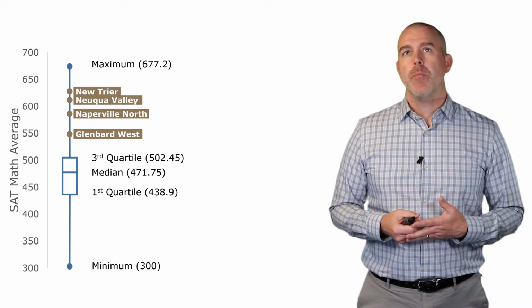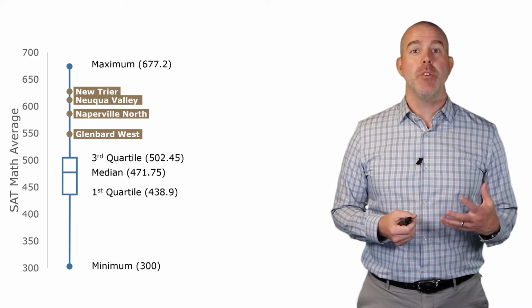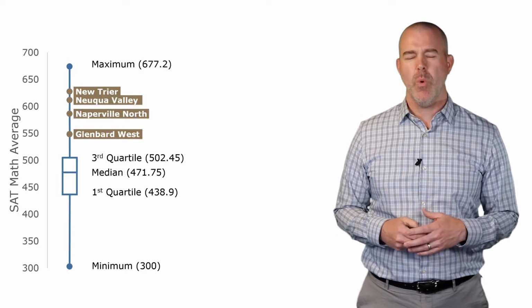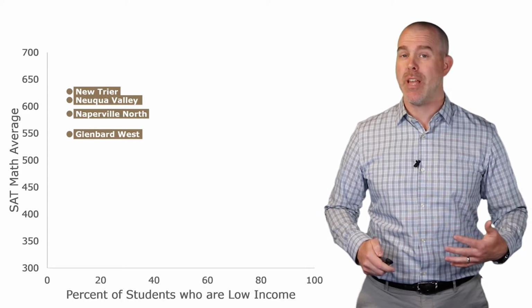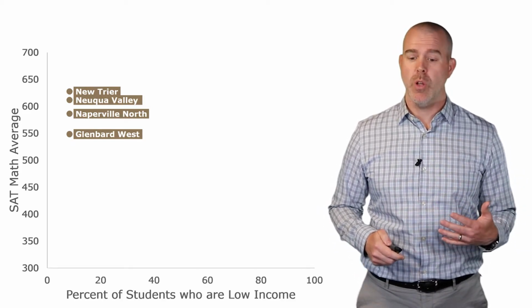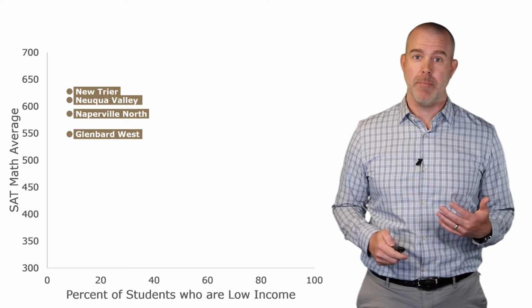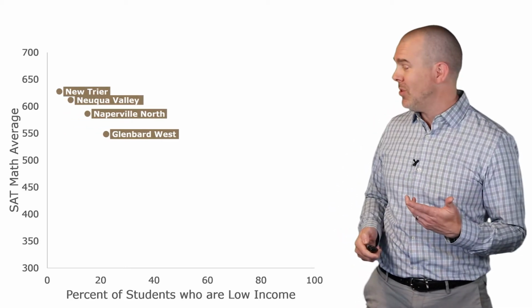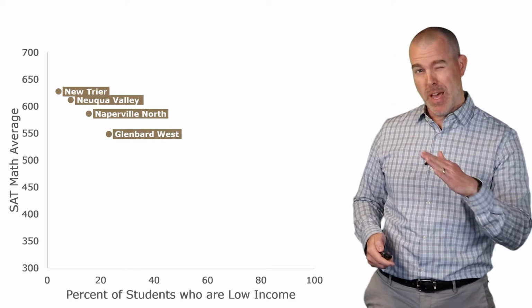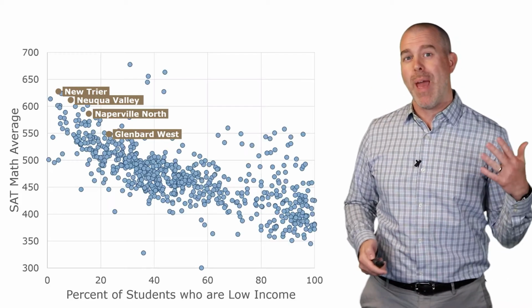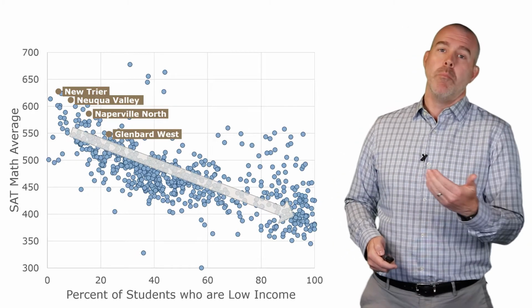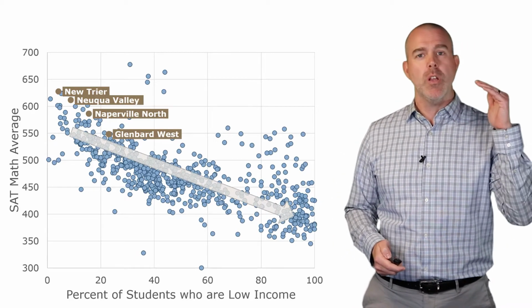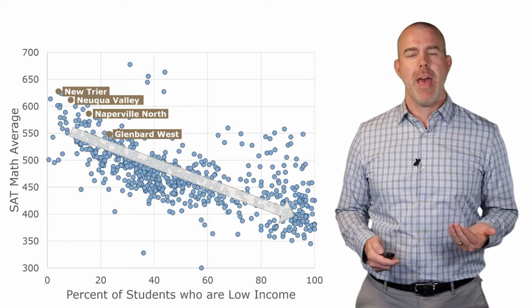But what we're going to do today is add some nuance to this discussion. What if we added a second variable? So let's take out the box plot and add a horizontal axis about the percent of students in that school who are low income. And then these four schools end up on a downward trend. In fact, if you add the rest of the state, it is a clear downward trend. The more students that are low income in that school, the lower the SAT math average is.